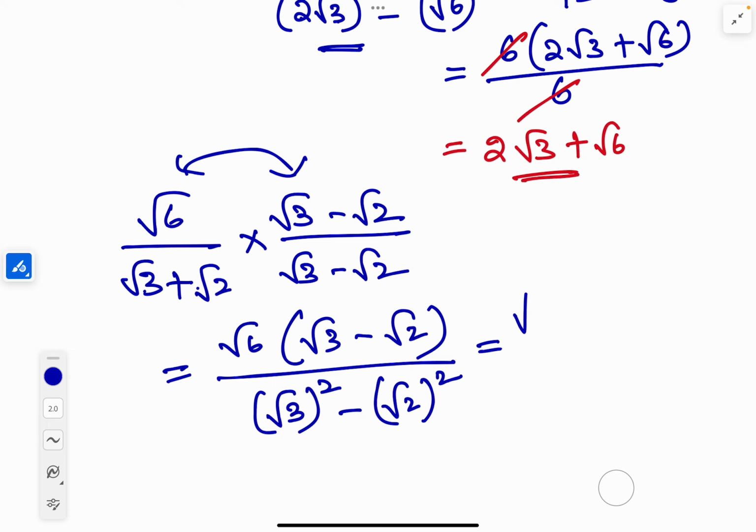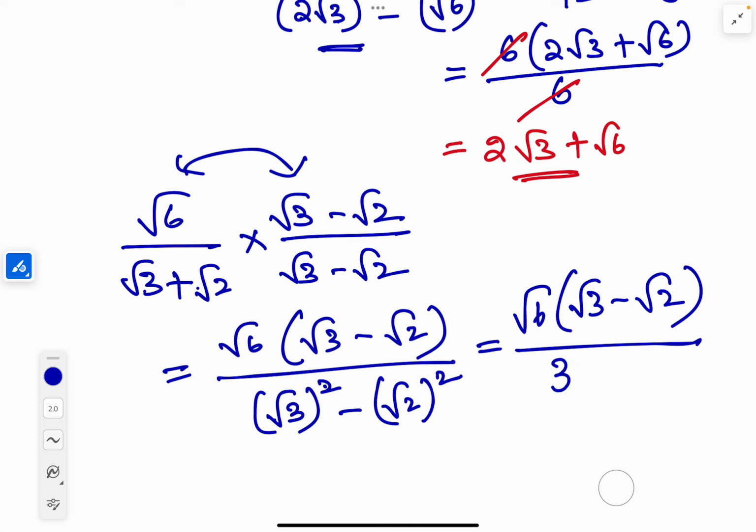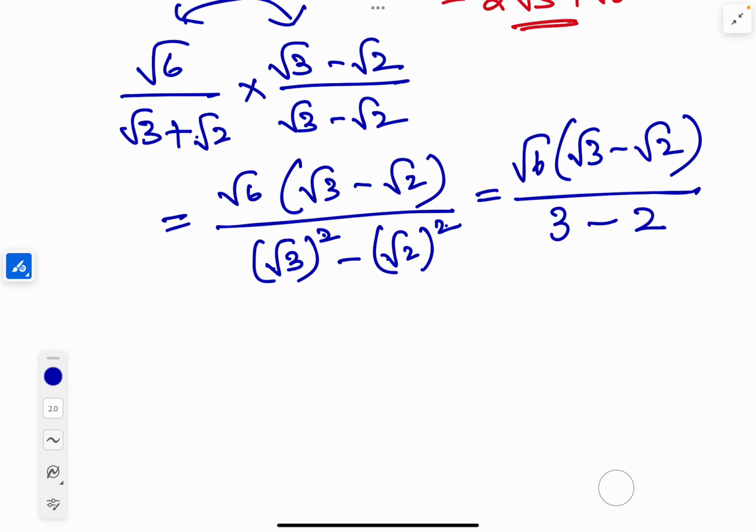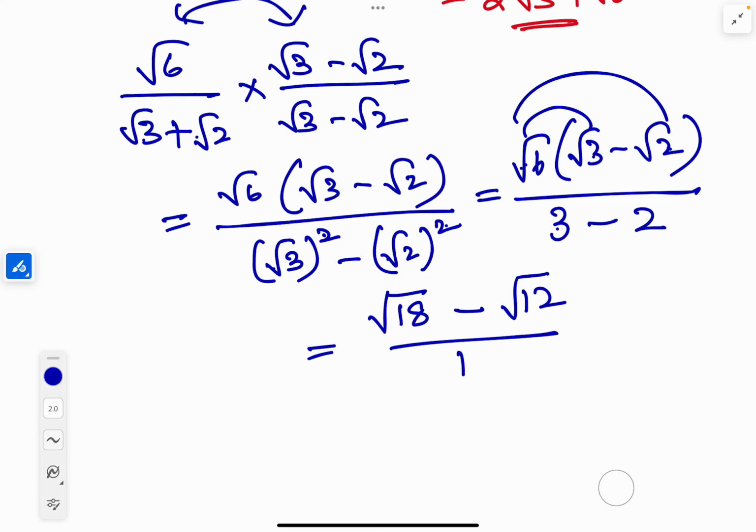Okay. So we will be getting root 6 times root 3 minus root 2 by, what is root 3 square? It is 3 minus root 2 square is 2. Okay. 3 minus 2, 1 we will get. So now I will try to simplify the numerator. Root 6 into root 3 is root 18. Minus root 6 into root 2 is root 12 by 3 minus 2 is 1.